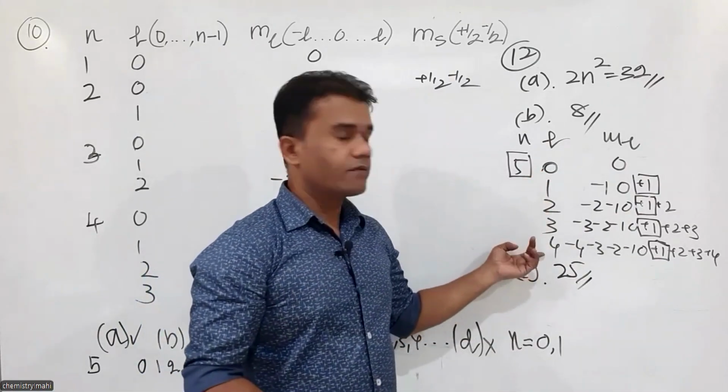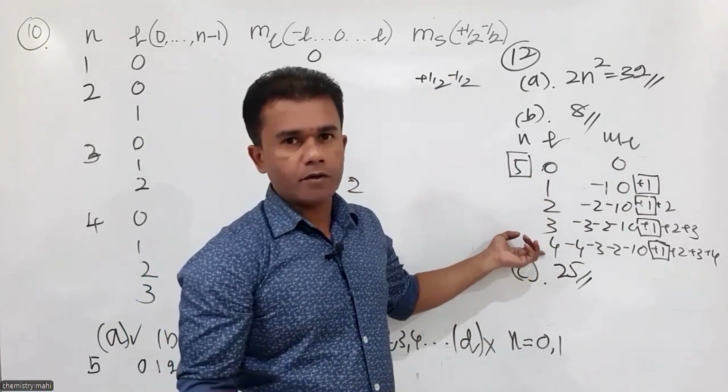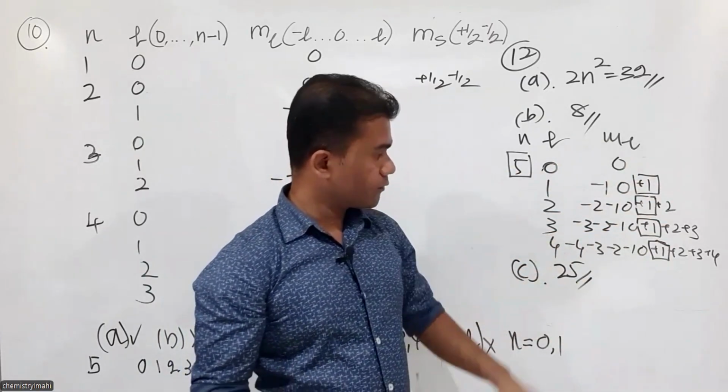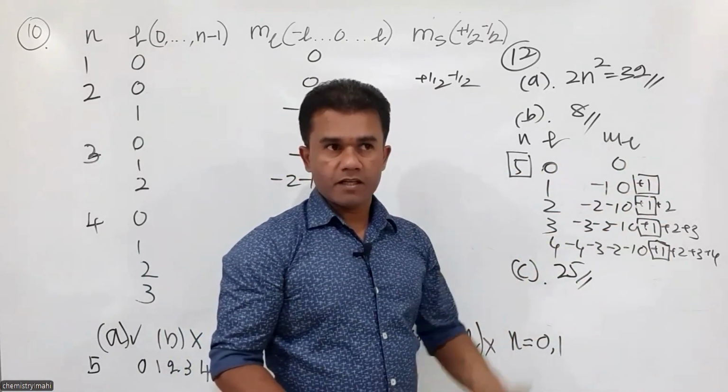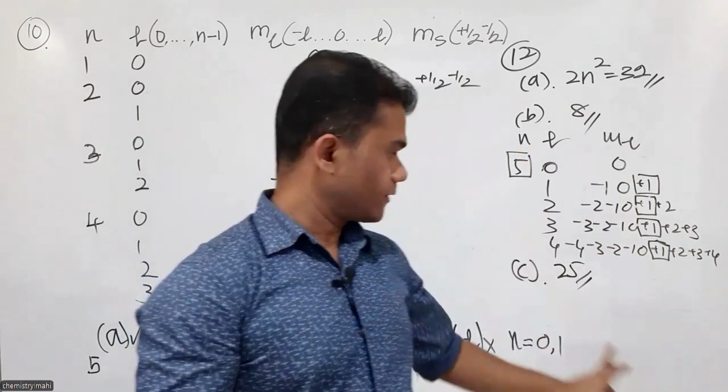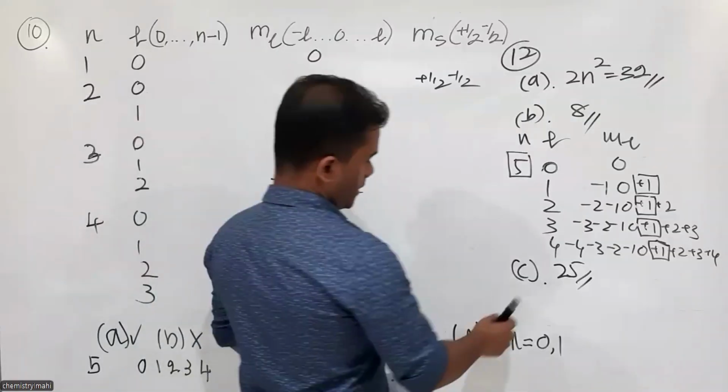They have not given the L value, then it can be all the 5 values possible. ML, then all the 25 values possible. But in MS, it can't be all the 50 values because only plus half. Then half of that, it should be 25. D.